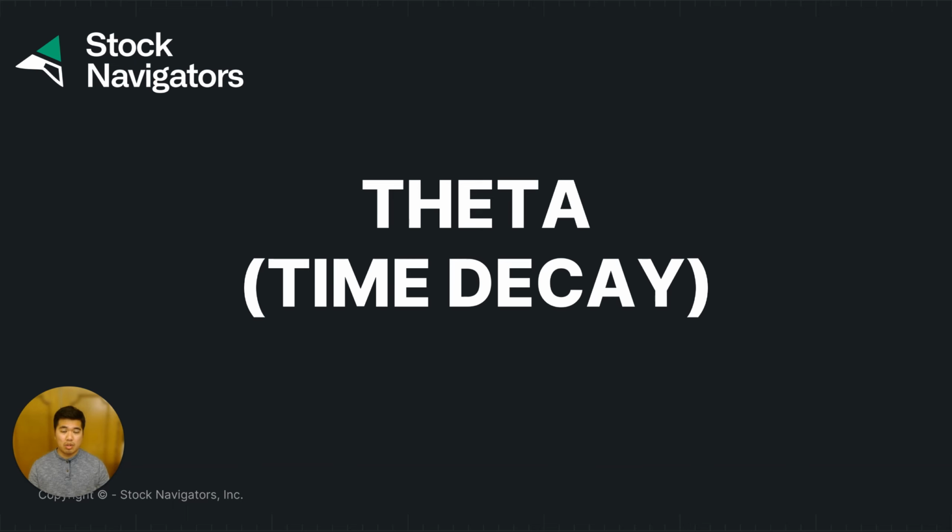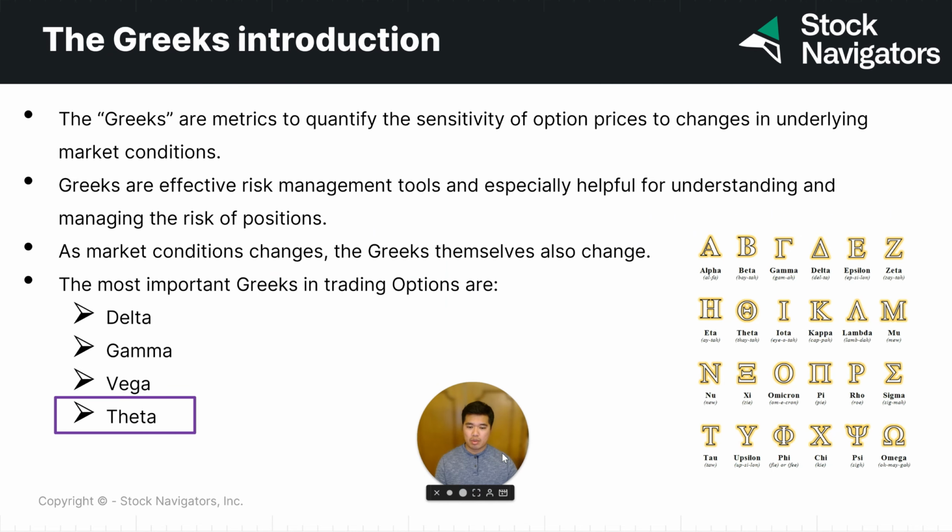In this video we will talk about the theta, or the time decay factor, associated with options. So a brief review. In the previous week, in Chapter 2, we talked about the delta and the gamma. In Chapter 3 we talked about the vega and the implied volatility of options. And in today's video we will go over theta, the fourth Greek that is very important to options trading. So let's get into it.